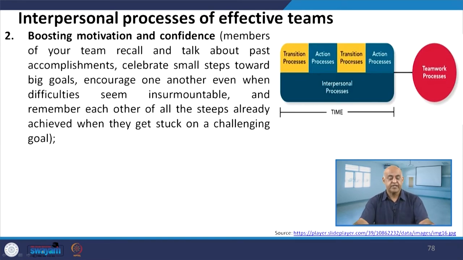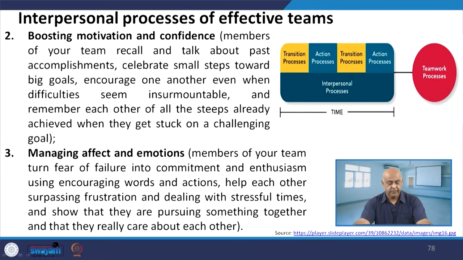Boosting motivation and confidence: members of your team recall and talk about past accomplishments, celebrate small steps towards the big goals, encourage one another even when difficulties seem insurmountable, and remind each other of all the steps already achieved when they get stuck on a challenging goal. So, therefore, here confidence and motivation are required for big goals, encouraging one another even when difficulties seem insurmountable, and then definitely all the steps need to be achieved for this particular purpose.